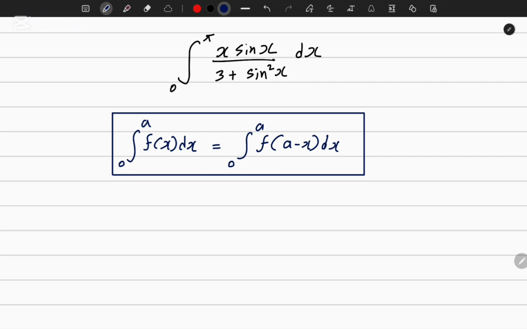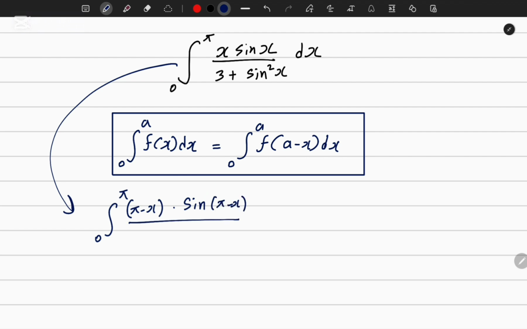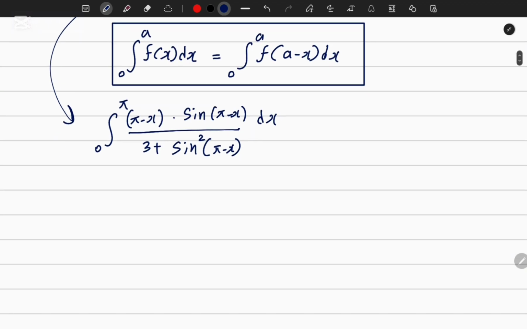So here it is 0 to 5, right? The a is similar to 5 here, so I can write x as a minus x, so this is 5 minus x. 5 minus x times sine of (5 minus x) over 3 plus sine square (5 minus x) dx.